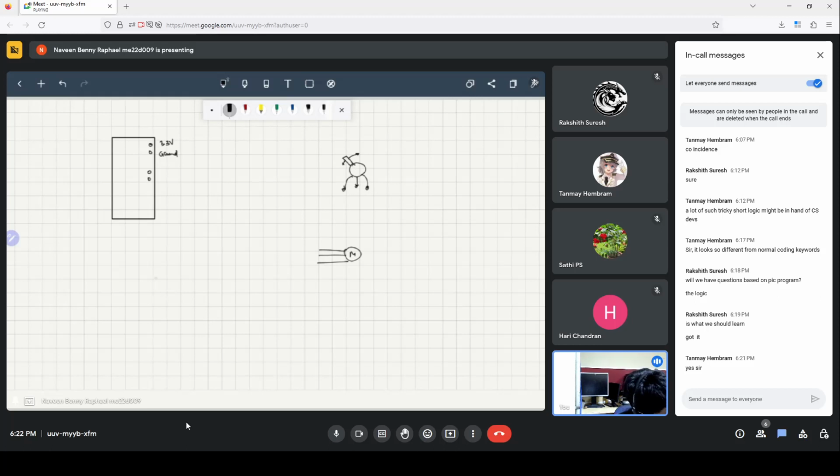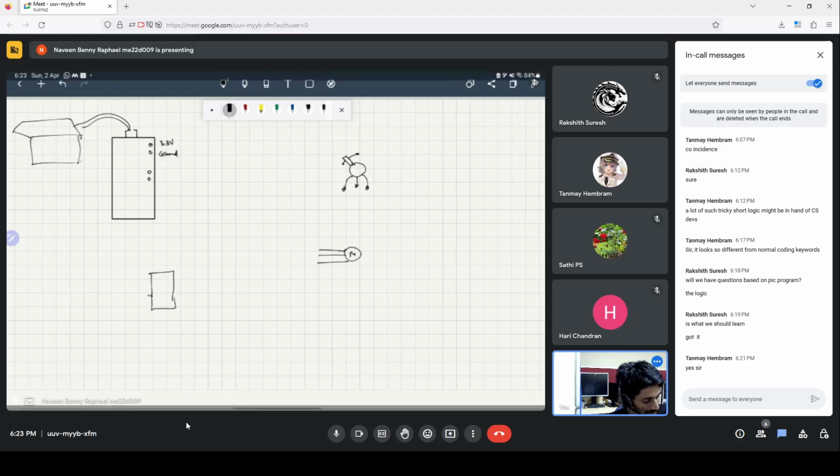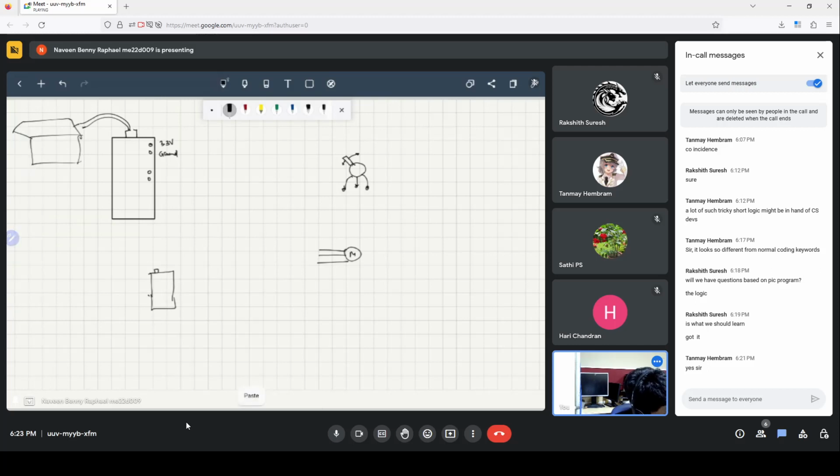We had a 9-volt battery. The ESP32 is connected to the computer because we're coding, so the ESP32 is powered like this. We had what was this supposed to be? Yeah, a battery. And we had an L7805, which is a voltage regulator.